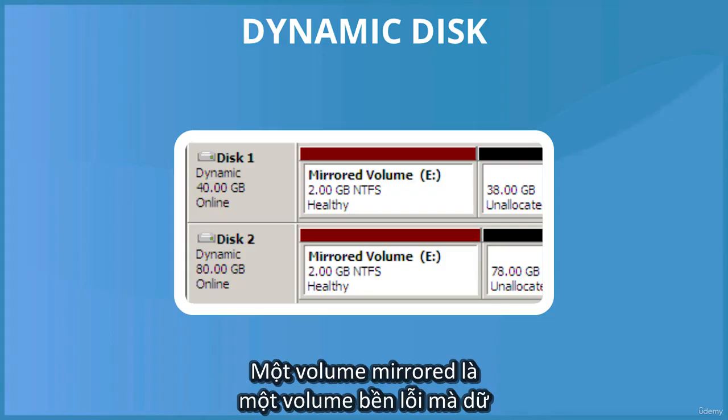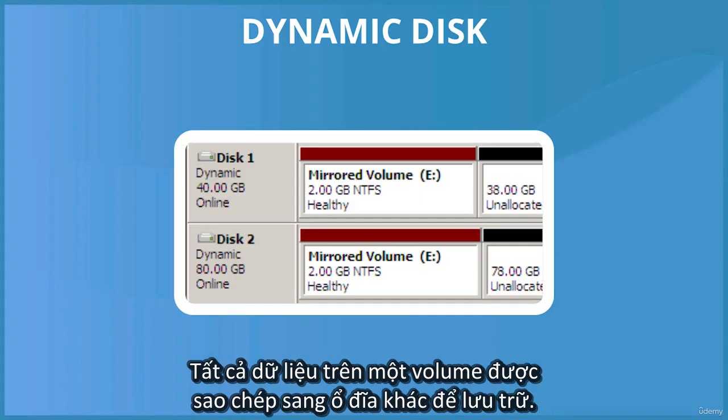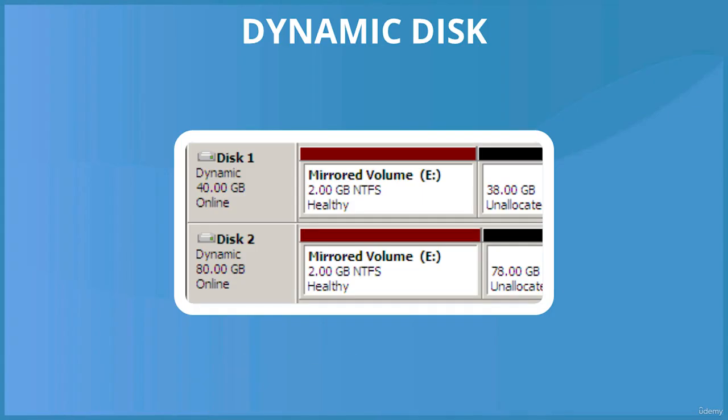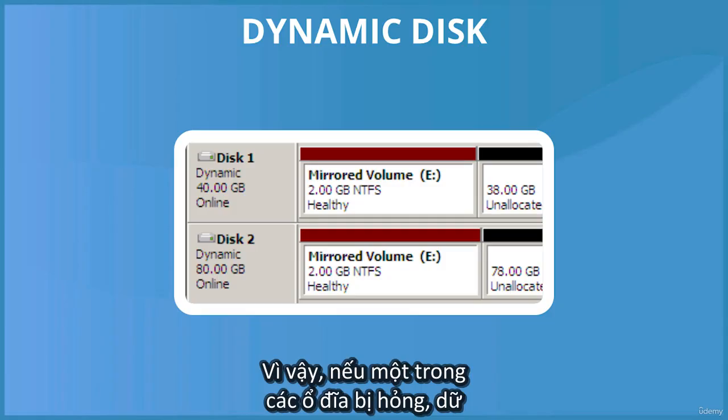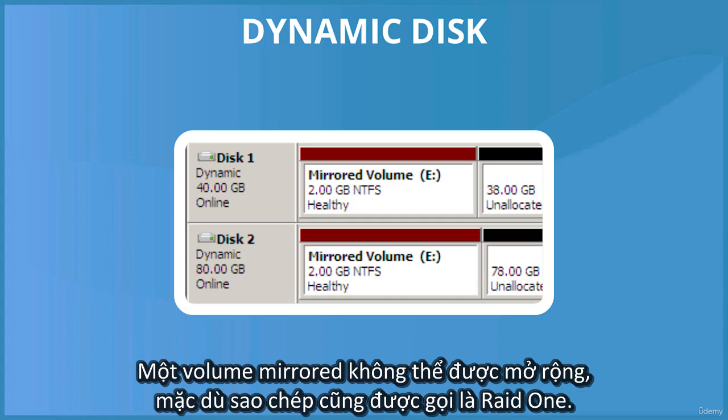A mirrored volume is a fault-tolerant volume whose data is duplicated on two physical disks. All of the data on one volume is copied to other disks for storage. So if one of the disks fails, the data can still be accessed from the remaining disk. A mirrored volume cannot be extended, though. Mirroring is also known as RAID 1.